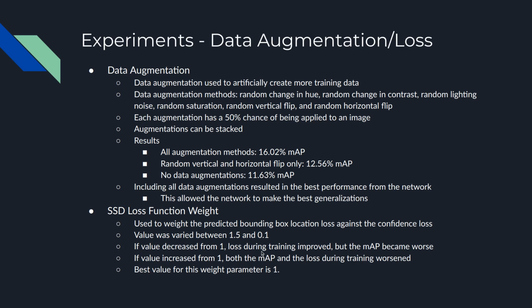Because if we decreased from 1, our mean average precision got worse, and if we increased from 1, then both the mean average precision and the loss during training worsened.